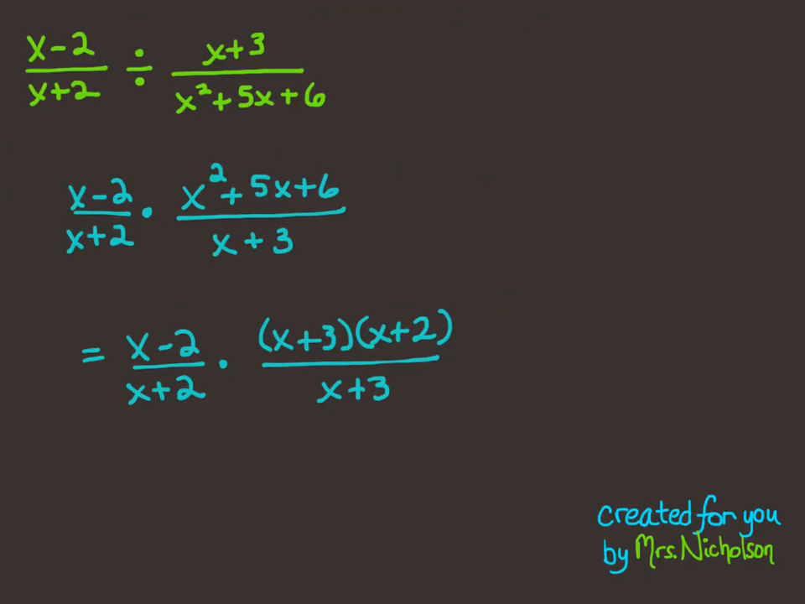So now let's look for common factors in numerators and denominators that we can cancel out. I see that I have an x plus 3 in the numerator and in the denominator, so I'm going to cancel those out. I also have an x plus 2 in the numerator and the denominator, and those cancel out. And so my final answer is x minus 2 over 1. Whenever everything cancels out, when you're multiplying and dividing, then it's 1. Or it's okay if you want to just write x minus 2.